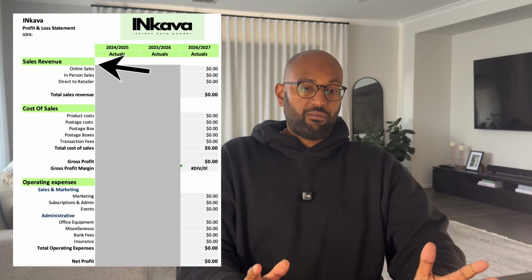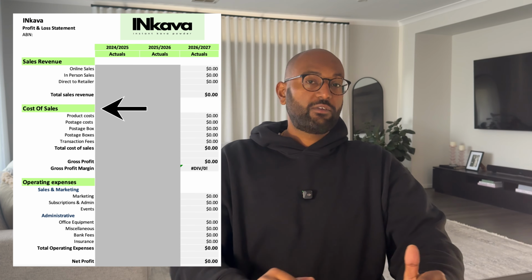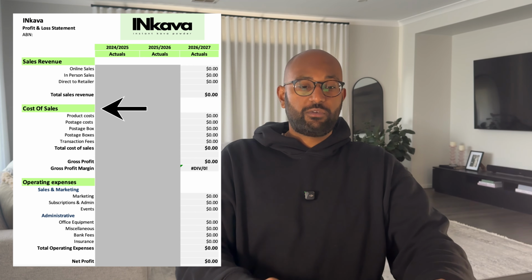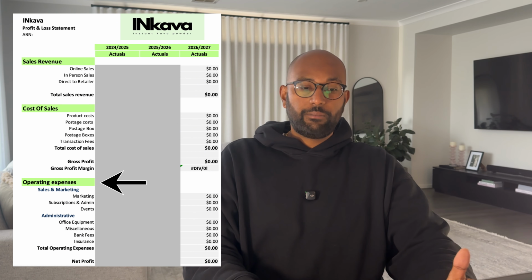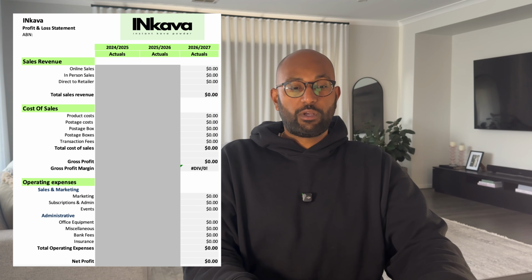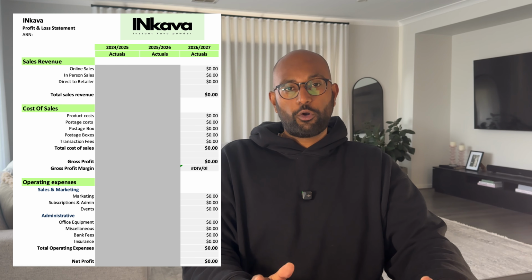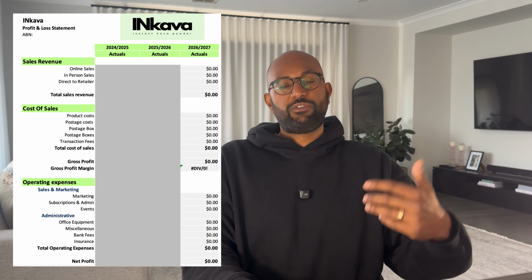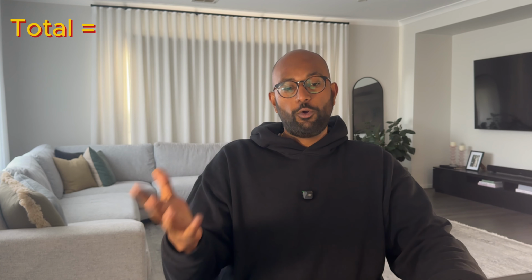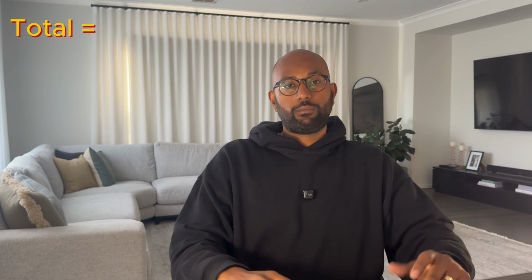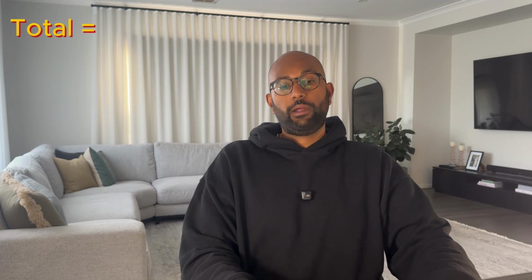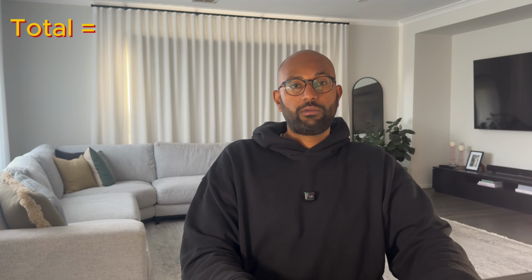Sales revenue, these are obviously all your sales. The cost of sales, so these are all product costs, postage, boxes, transaction fees, and all this sort of stuff that just has to do with the product itself. And then operating expenses. So this is sales and marketing, administrative expenses like office equipment and bank fees and things like that. And then obviously you have your total, and then there's profit margins. You have the gross profit and you have your net profit. Gross profit is just your sales minus your product costs, and your net profit is all the costs combined, subtracted by obviously your sales revenue.